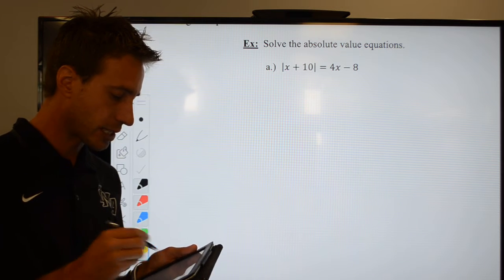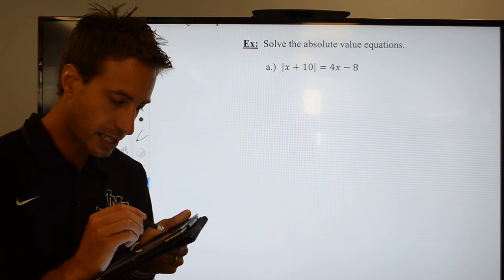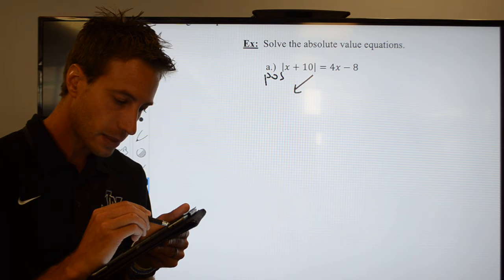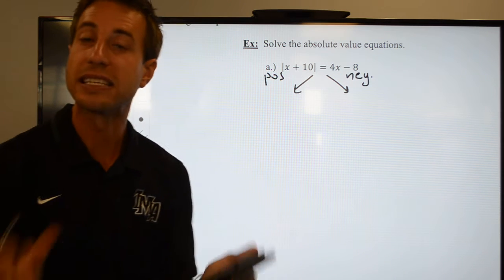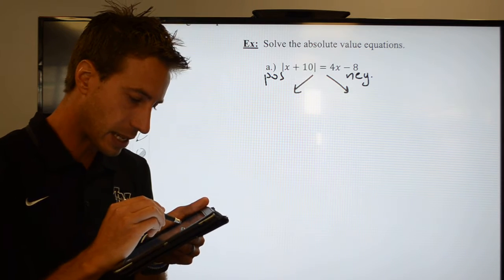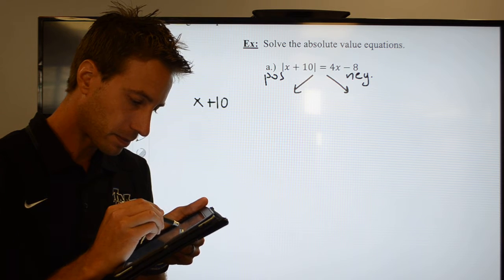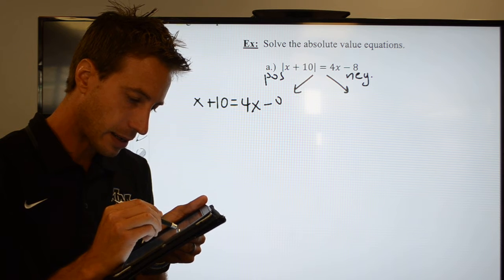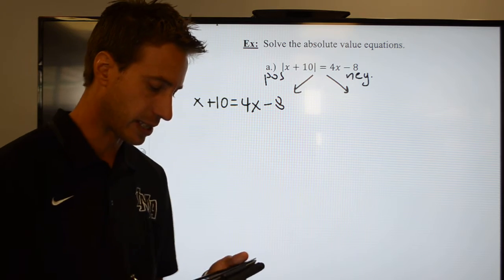First thing I've got to do is check to make sure that my absolute value is all by itself. It is. So we're all set to go ahead and do the positive and the negative options for this absolute value equation. Now I'm going to do the positive one, so that is going to be x plus 10 is equal to 4x minus 8. Let's go ahead and solve this one since we're here. Then we'll go ahead and do the negative one as well.